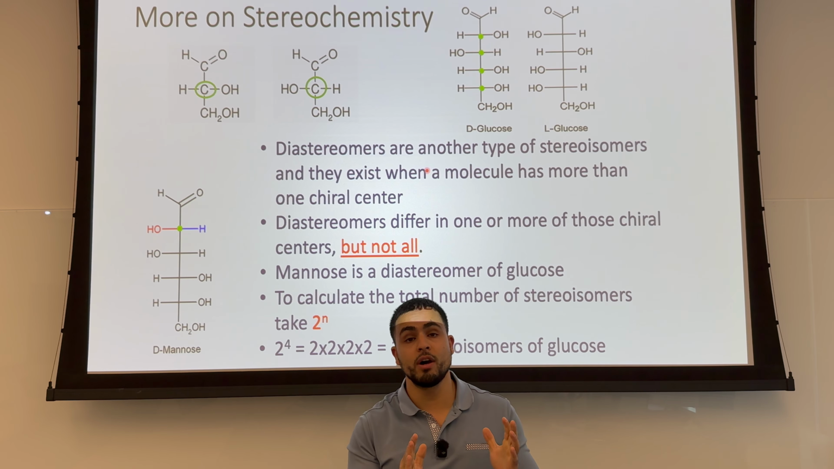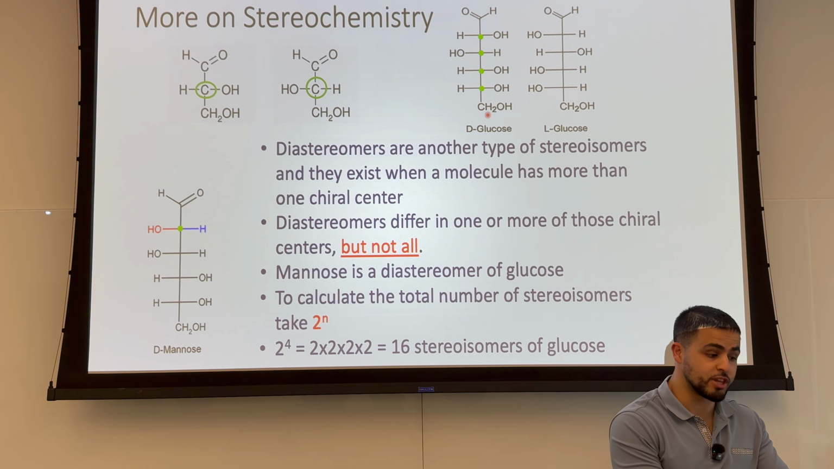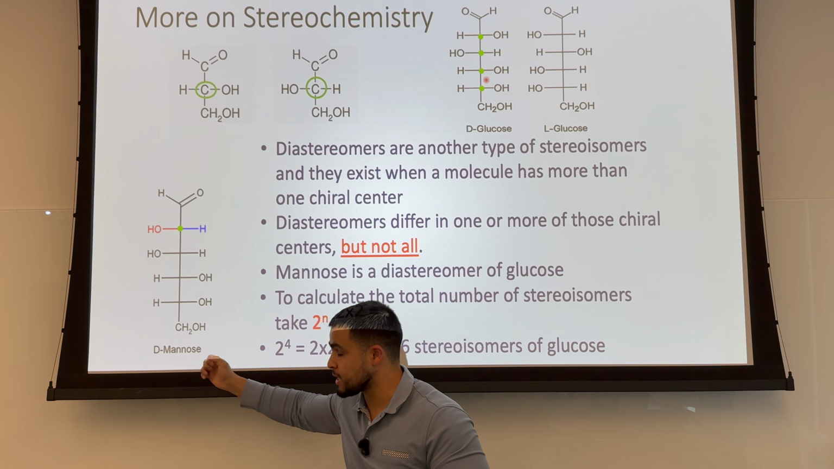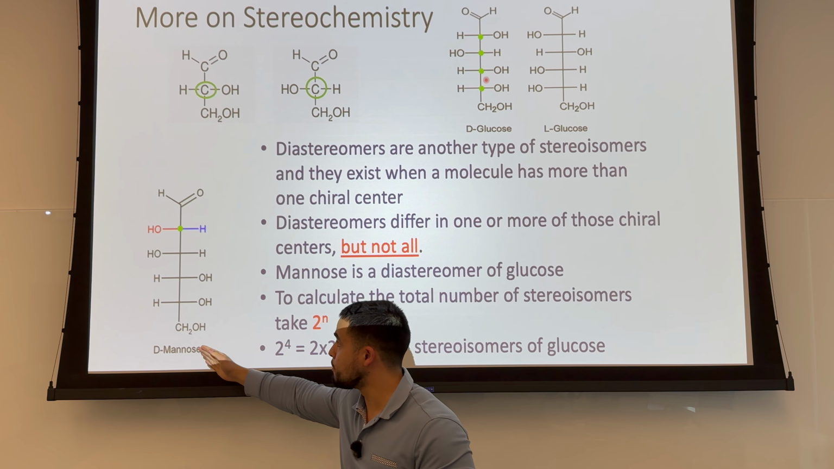Whereas if you look at the structure of glucose right here, you can see that you have 1, 2, 3, 4 chiral centers. Remember, this one isn't a chiral center because it's attached to 2 hydrogen atoms. So we have 4 chiral centers. That means you can have diastereomers of glucose. And indeed, this is a diastereomer of glucose, which we call mannose.